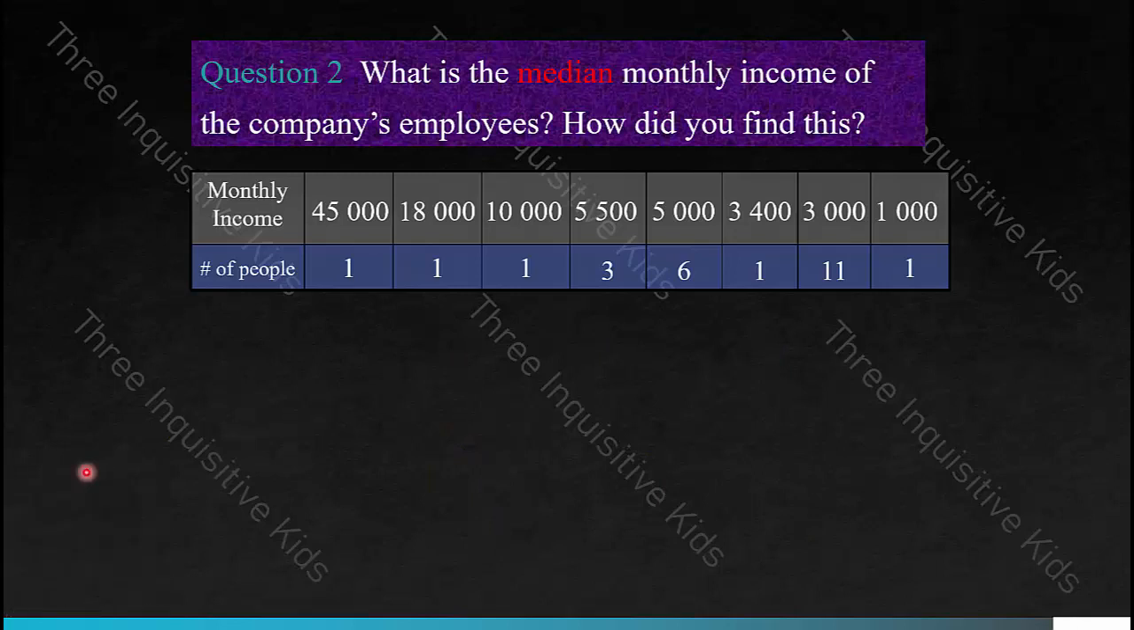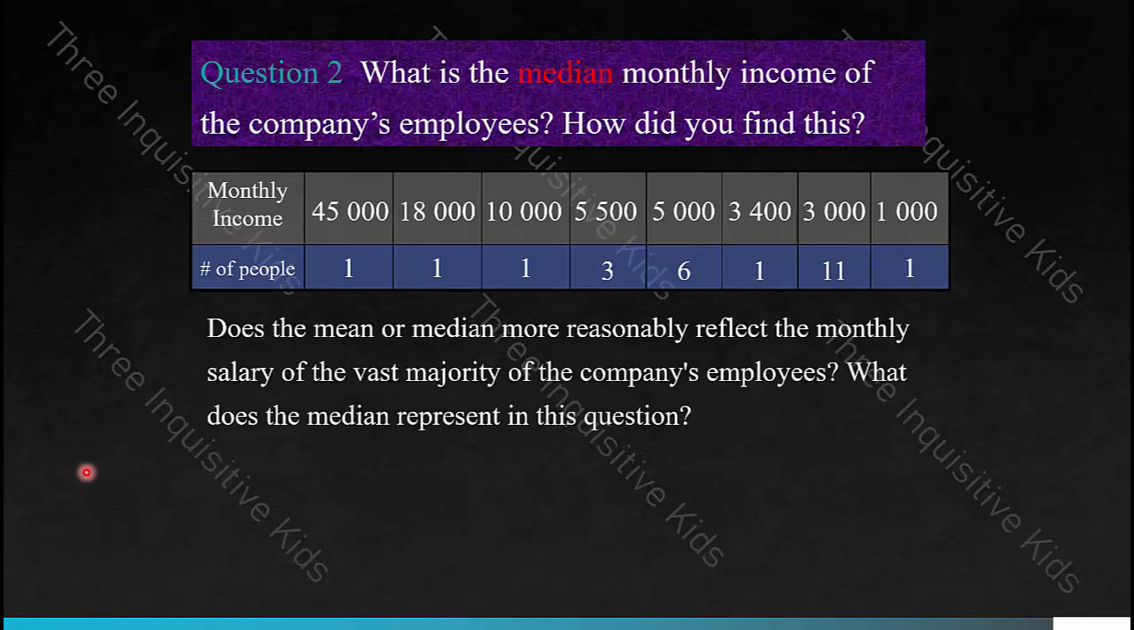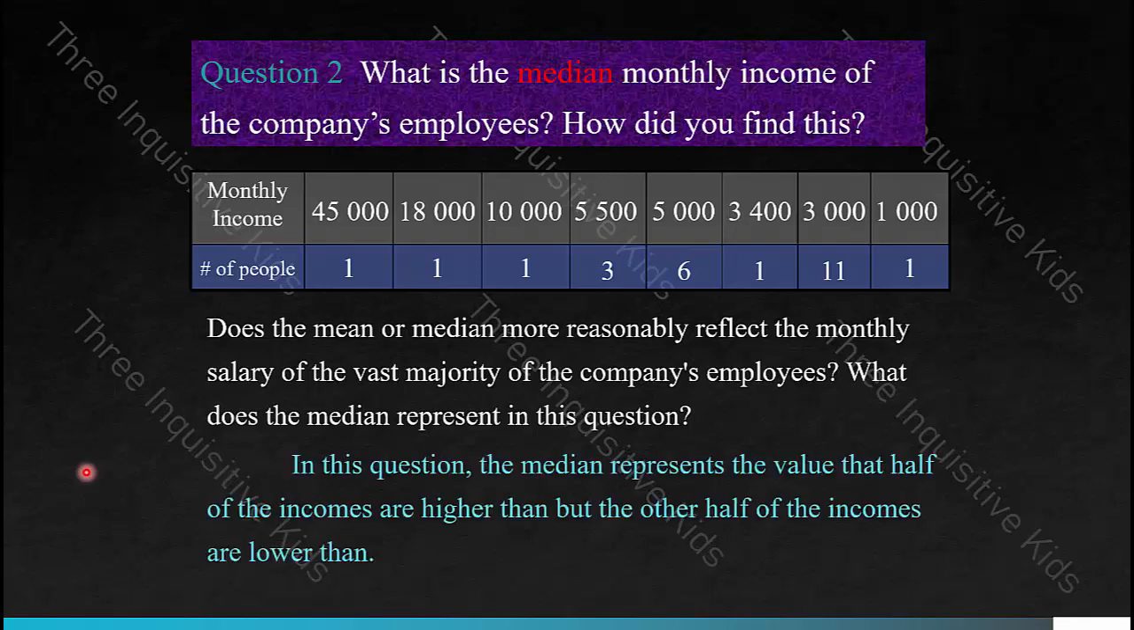Okay, so now you kind of know what the median is. Let's find it. Does the mean or median more reasonably reflect the monthly salary of the vast majority of the company's employees? What does the median represent in this question? In this question, the median represents the value that half of the incomes are higher than, but the other half of the incomes are lower than.